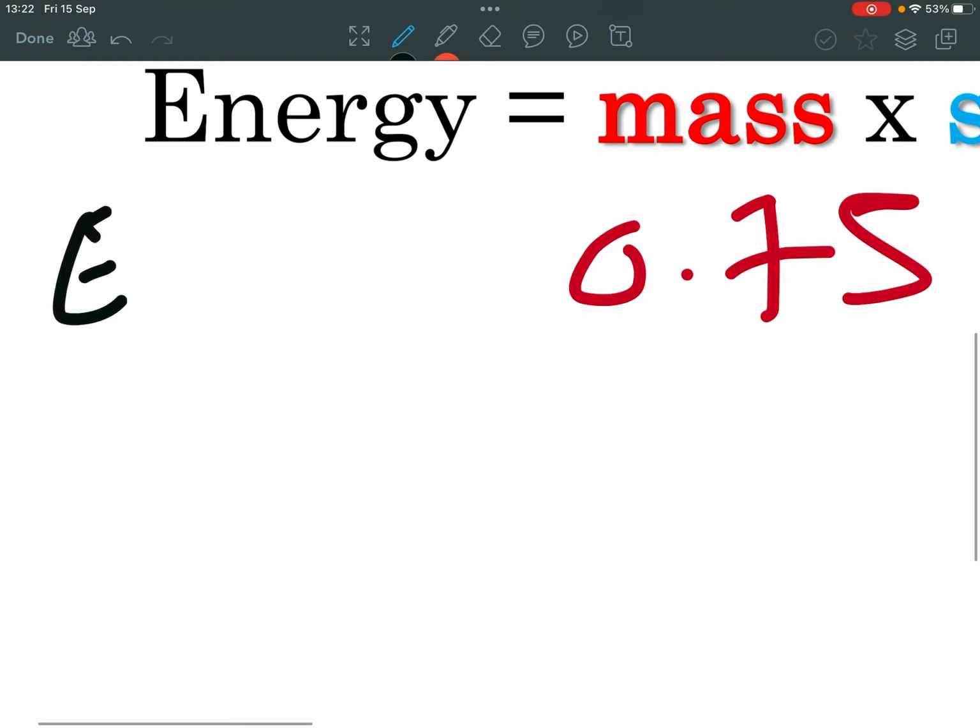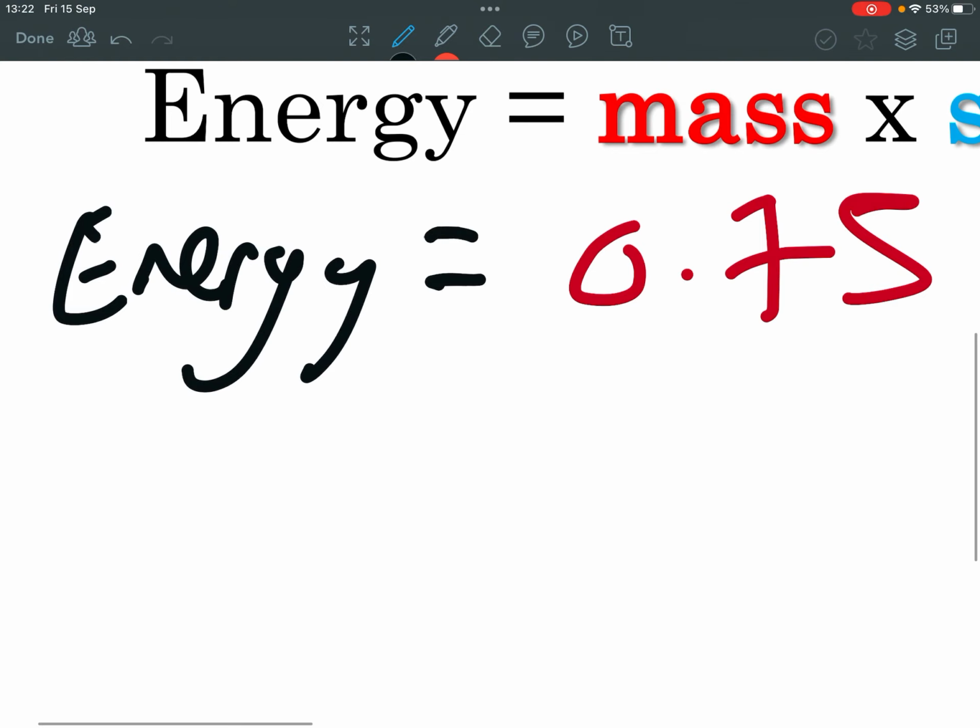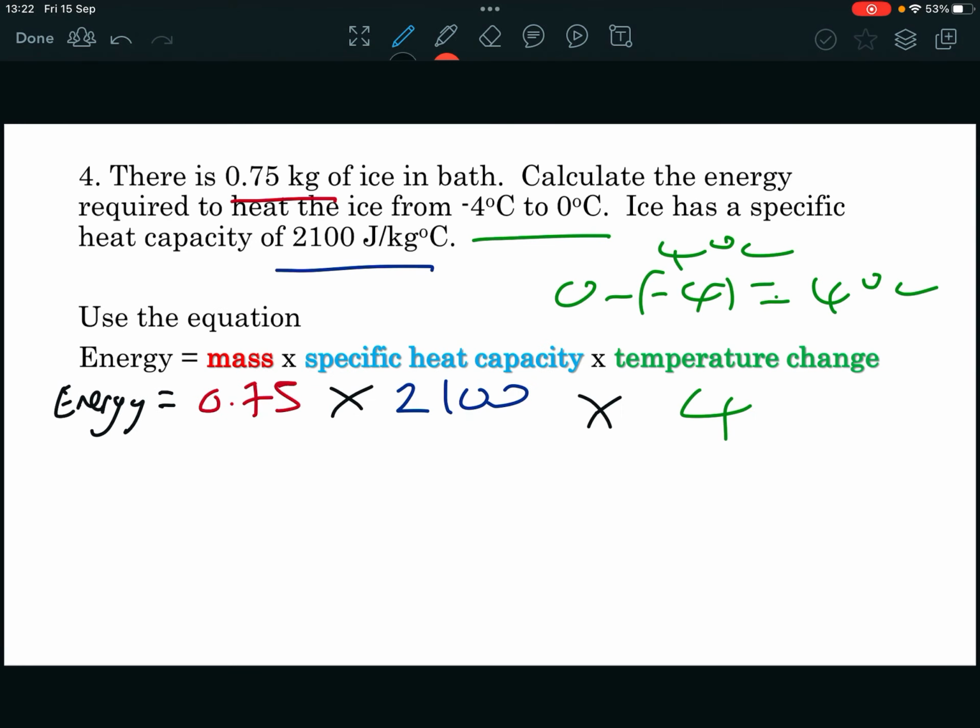I'm going to do 0.75 multiplied by 2,100 multiplied by 4. If I put that into a calculator, I get an answer of 6,300 joules.